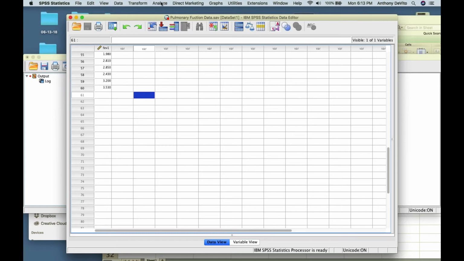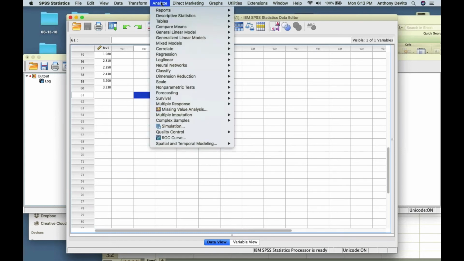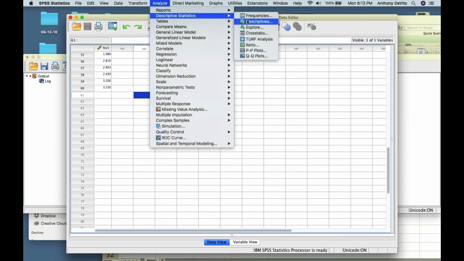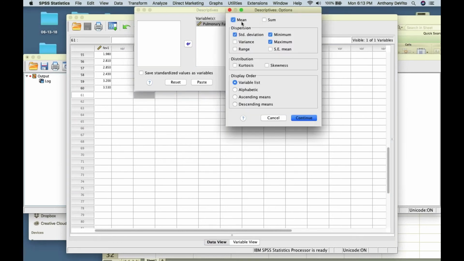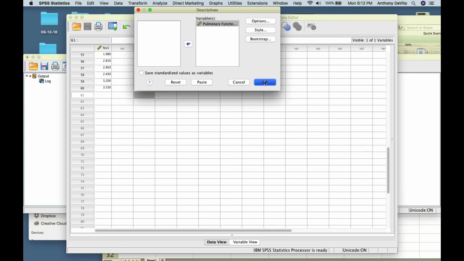So I'm going to say analyze, because I want to find out what my 95% confidence interval is going to be. I'm going to say analyze, descriptive statistics, and start with descriptives. I'm going to take pulmonary function FEV1, move it into my variables box, and in options, I'm going to tell it I want the standard deviation and the mean. I want those for sure. I want the standard error of the mean also. So I'm going to click continue, and I'm going to say okay.